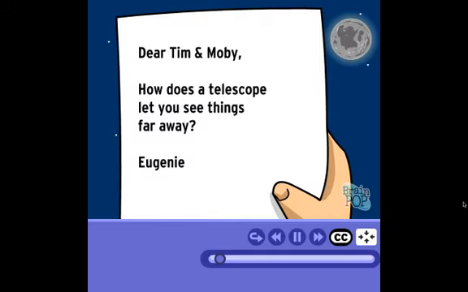Dear Tim and Moby, how does a telescope let you see things far away? From Eugenie.